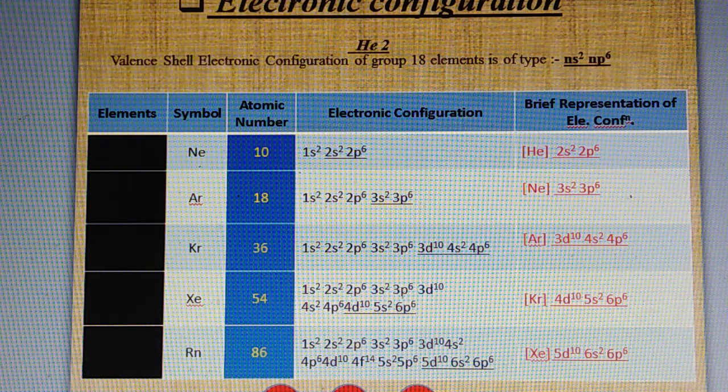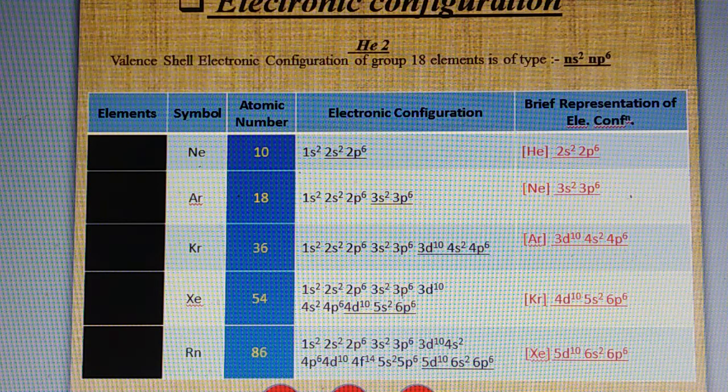Therefore its octet is completed. Therefore these are called the inert gases. So this is about the electronic configuration of group 16, 17 and 18. May I repeat again? For group 16, ns2 np4; group 17, ns2 np5; and for group 18, ns2 np6.